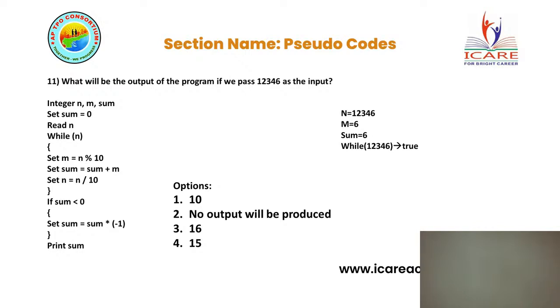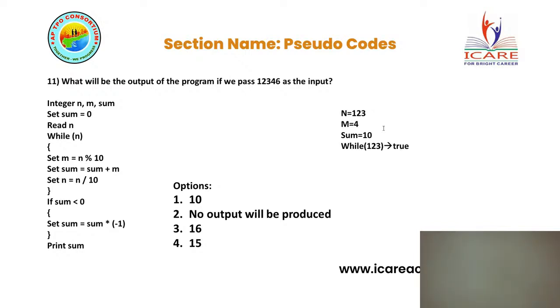Then n equals n by 10. So n becomes 1, 2, 3, 4. Again we go to the while loop. 1, 2, 3, 4 is again true, and we repeat the same process. m equals n modulo 10, so the m value is 4. Sum is 6 plus 4, which is 10. And again n equals n by 10, so n equals 123. Again 123 is true.